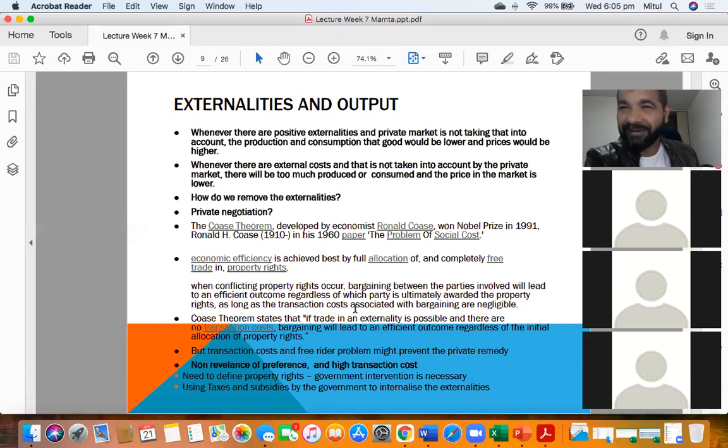They come to a negotiation. This is a private negotiation. Make sense? This is the Coase theorem. Okay? Another way, think this way.